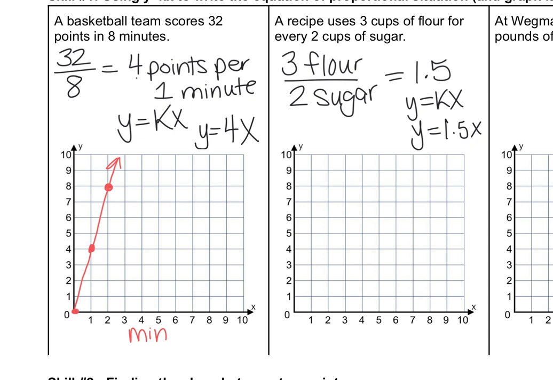So then I've got sugar on the bottom here and flour on the side. This is 1.5 cups of flour for 1 cup of sugar. So for 1 cup of sugar, I would go up to 1.5 cups of flour. And then I know for 2 cups of sugar, that's 3. And that would be what my line looks like. So you want to be able to recognize those points on a graph.